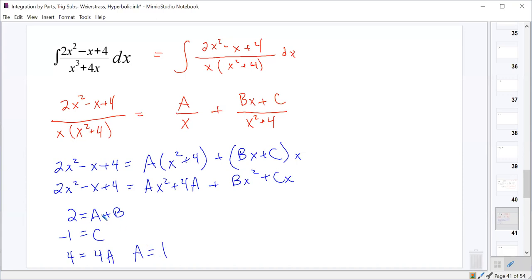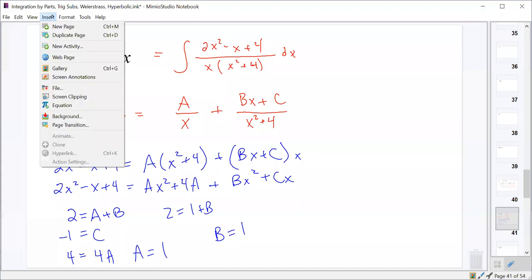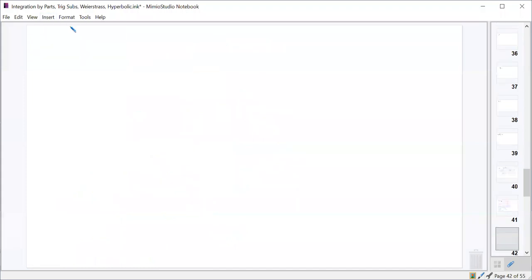So we've already got 2 of them. The other one comes from here. We should also know that 2 equals 1 plus b, or b equals 1. Everybody good with that so far? Okay, perfect. So let's get a new page to rewrite our integral.